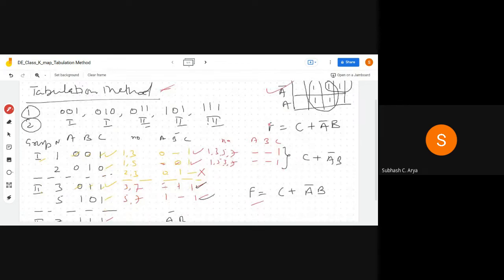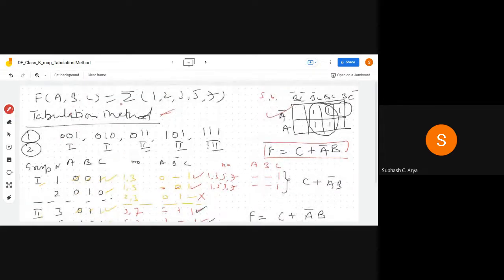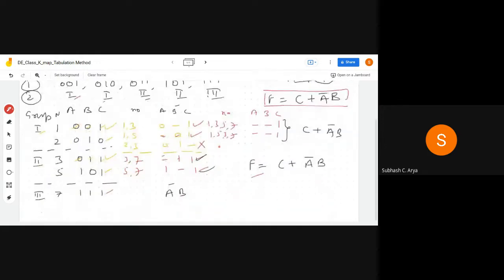So learner, I think you could get what the method is. So let me just repeat in 1 minute. In tabulation method, first of all, the given minterms, that is function 1, 2, 3, 5, 7, are converted into binary numbers, and then based on the number of ones present in each binary number, we classify them like group 1, group 2, and group 3, and then we put them in a particular order.